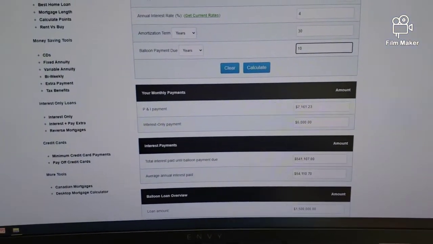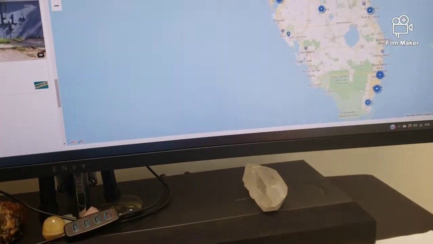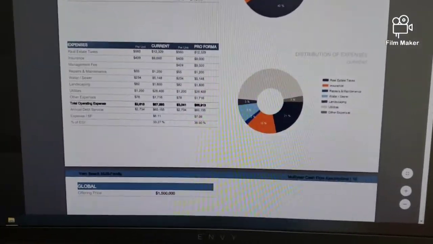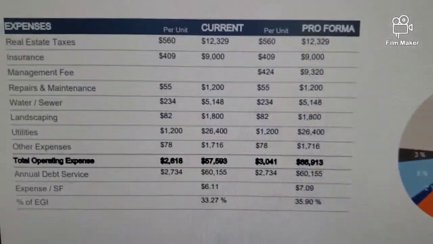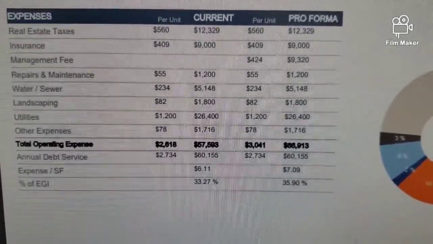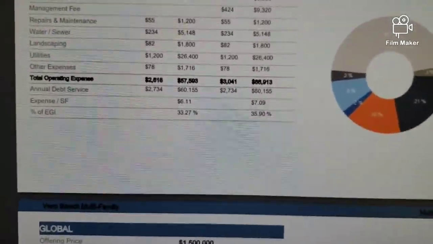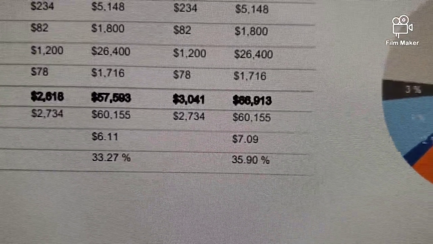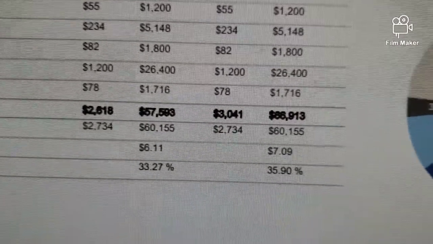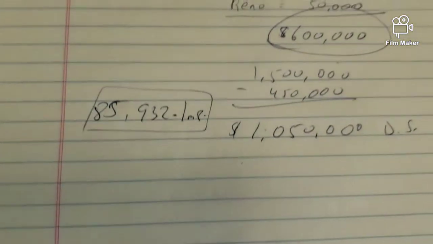Now I go back up and I look at the broker package. So now I come back to the broker package and I just look real quick. The real estate taxes and all that are in there, right? So their expenses come out to just about $57,593 for the year.